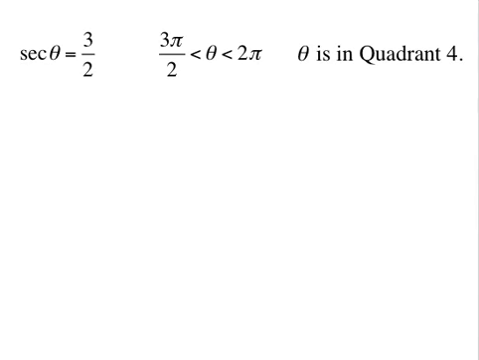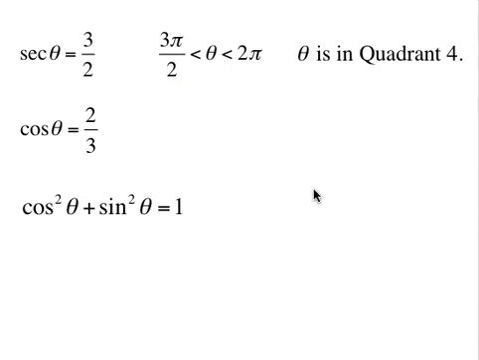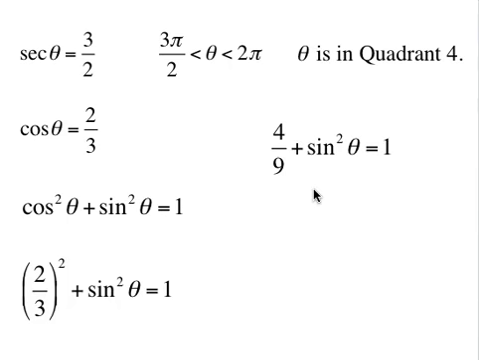Next, I have secant theta is 3/2, and theta is between 3 pi over 2 and 2 pi, which means theta is in quadrant 4. So let's keep that in mind, and let's answer some questions about that. If I know secant of theta is 3/2, that means cosine of theta is 2/3. Then I can use my fundamental identity to find out what sine is, namely cos squared theta plus sine squared theta is 1. So 2/3 squared plus sine squared theta is 1. 4/9 plus sine squared. 1 is 9/9, minus 4/9 is 5/9.